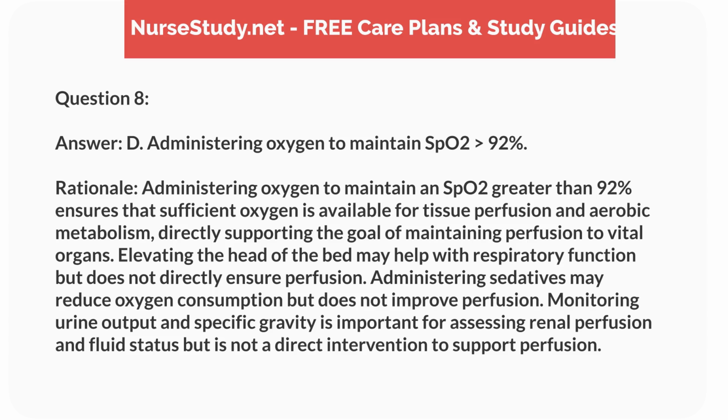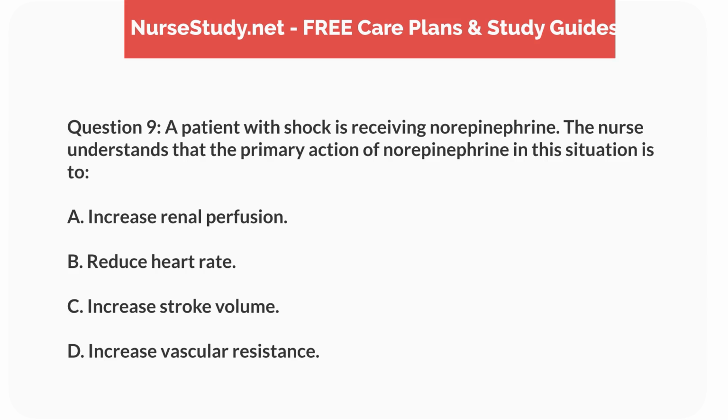Rationale. Administering oxygen to maintain an SpO2 greater than 92% ensures that sufficient oxygen is available for tissue perfusion and aerobic metabolism, directly supporting the goal of maintaining perfusion to vital organs. Elevating the head of the bed may help with respiratory function but does not directly ensure perfusion. Administering sedatives may reduce oxygen consumption but does not improve perfusion. Monitoring urine output and specific gravity is important for assessing renal perfusion and fluid status but is not a direct intervention to support perfusion.